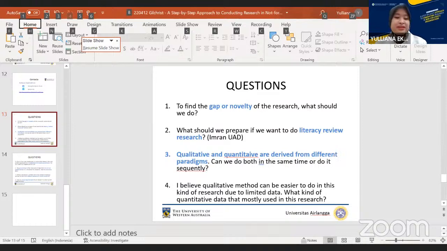Okay, thank you, David. And then the question number four, I believe qualitative method can be easier to do in this kind of research due to limited data.